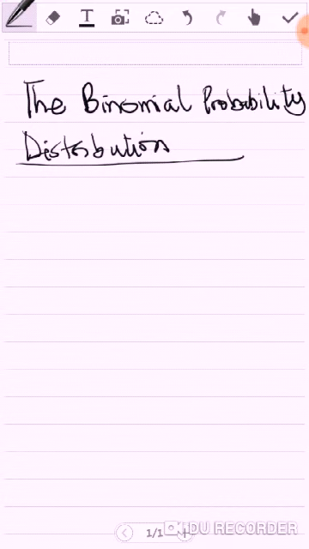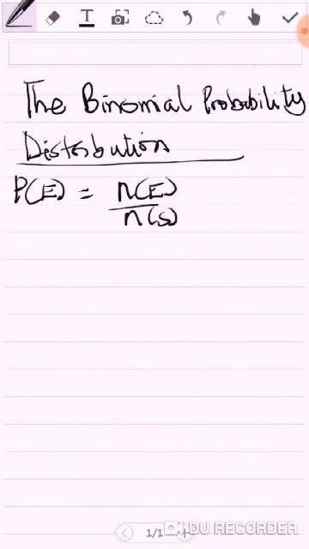So what do we understand by probability? From first year, we saw the probability of an event to be the same as the number of the event over the sample space. So this is what we know from first year. But for this session, we'll be talking about probability in a different area.